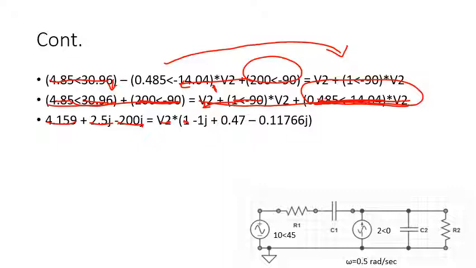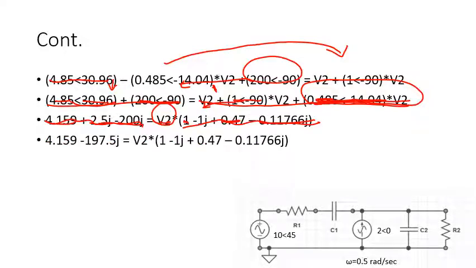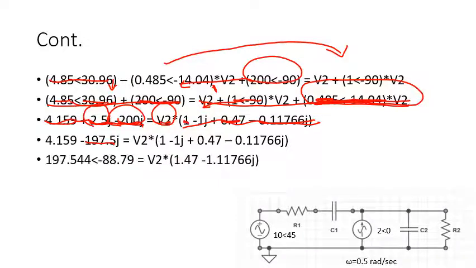The real part of this, 4.85 times cosine of negative 14.04, gets me 0.47. 4.85 times the sine of negative 14.04 gets me negative 0.11766j. That whole thing is times V2. Looks scary, but I've now at least got V2 by itself times something scary equals something scary. Let's see if we can fix our something scary terms. So I get to combine imaginary terms here. I have negative 2.5j minus 200j. Gets me negative 197.5j.